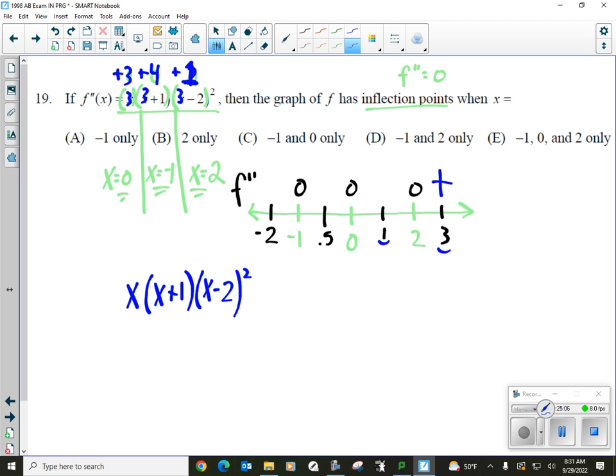Let's try 1. Okay, if I put a 1 here, I get -1, but let's not forget I'm squaring it. So it still ends up being a positive. This will always be positive because I'm squaring it. So I'm not even going to check the number there. That will always be positive. If I put a 1 here, that's a +2. If I put a 1 here, it's a +1. If I multiply 3 positives, I still get a positive. This is not an inflection point because the signs don't change around it.